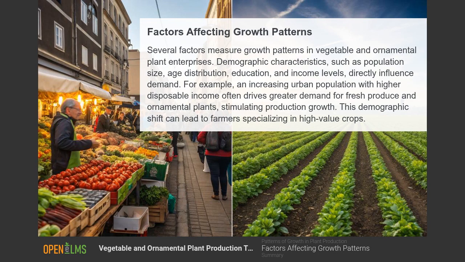Factors affecting growth patterns. Several factors measure growth patterns in vegetable and ornamental plant enterprises. Demographic characteristics such as population size, age distribution, education, and income levels directly influence demand. For example, an increasing urban population with higher disposable income often drives greater demand for fresh produce and ornamental plants, stimulating production growth. This demographic shift can lead to farmers specializing in high-value crops.